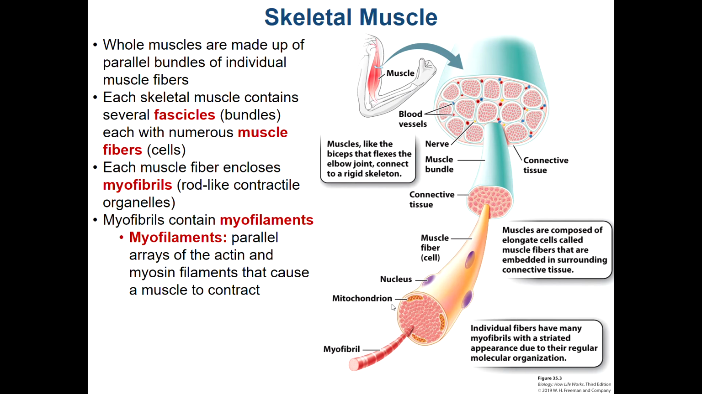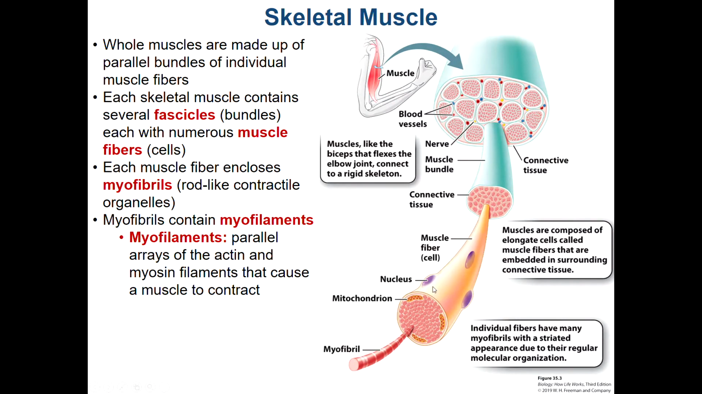Okay, so skeletal muscles. Let's look at these in more detail. Whole muscles are made up of parallel bundles of individual muscle fibers. So if we're thinking about going from very large to very small with muscles, we start with our overall muscle, and then we have a muscle bundle, which you see here. Each skeletal muscle contains several fascicles or bundles, each with numerous muscle fibers. So now we're going down, we have our bundles, and now we're going down to our muscle fibers.